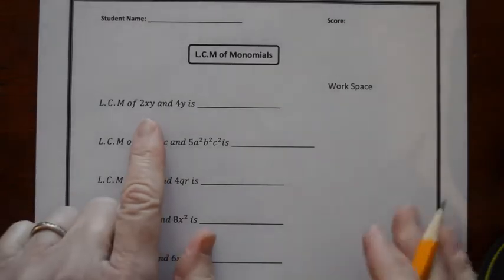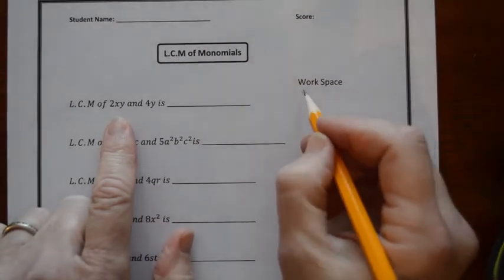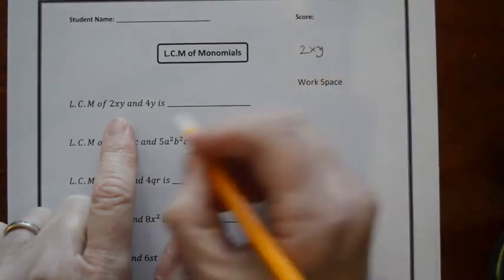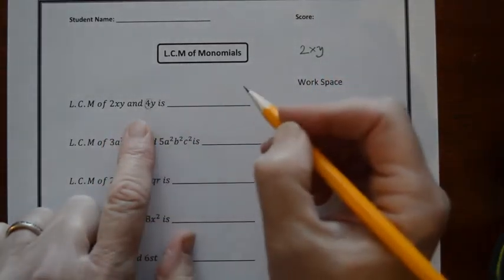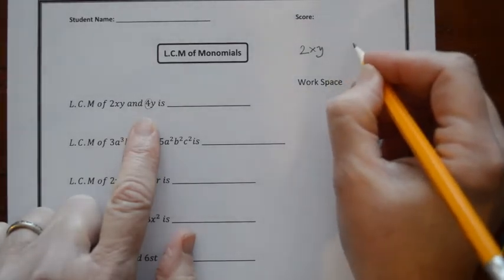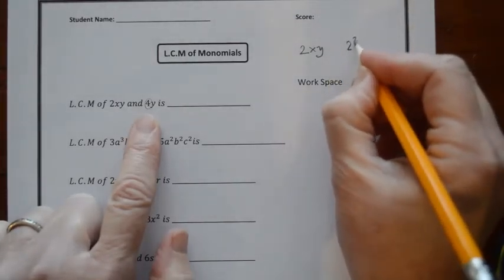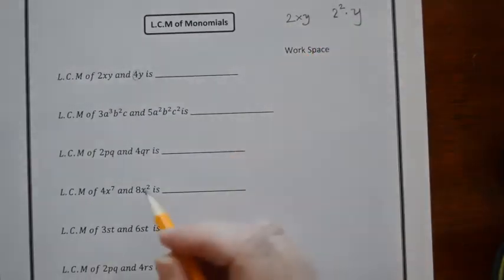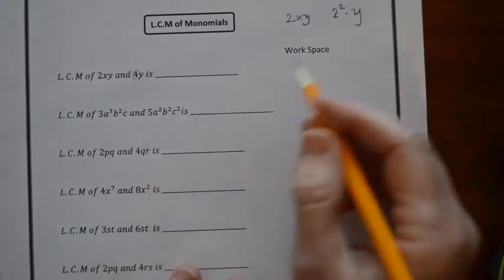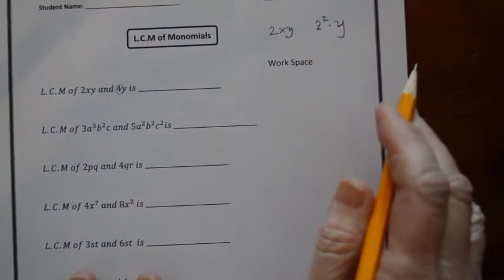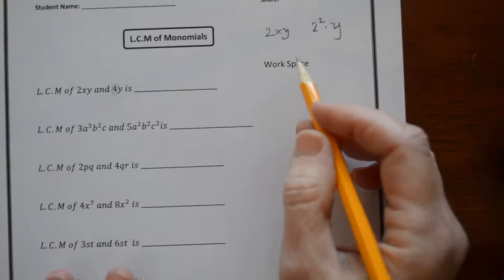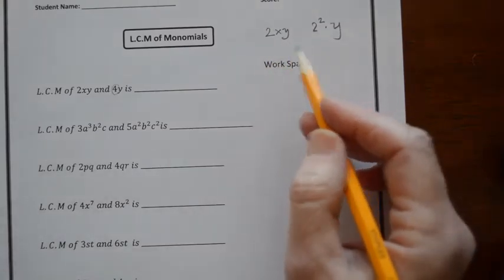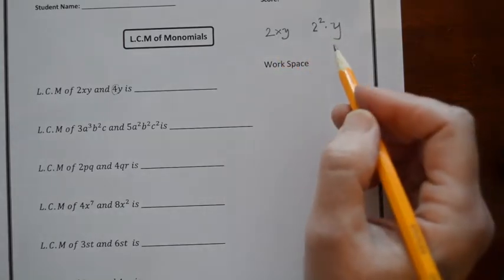So let's take number 1 here, and let's write them out here. So we've got 2xy, and then we've got a 4y. Before we do this, I'm going to break this down to its prime factors. So I'm going to write this not as 4y, but 2 squared times y, because the number part is not going to change when we find the least common multiple from what we just did regarding finding the least common multiple of two numbers. So if it's the coefficient, we'll just revert back to what we just did in the last video.